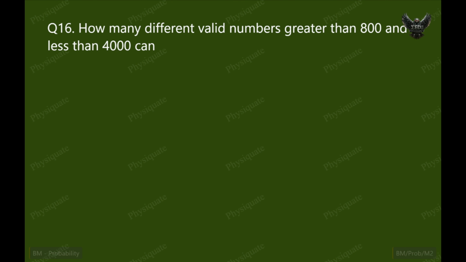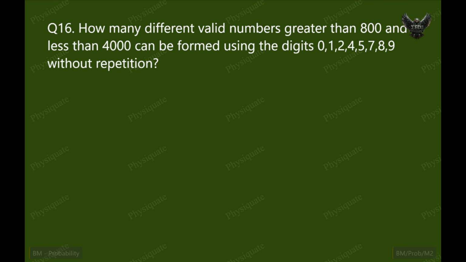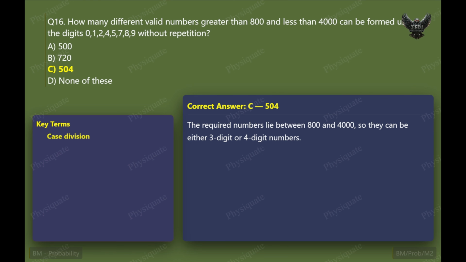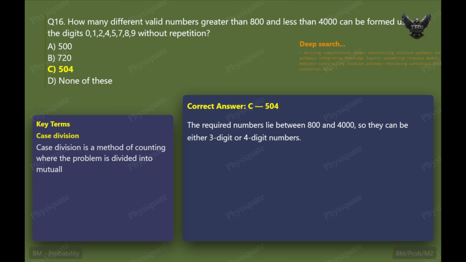Question 16. How many different valid numbers greater than 800 and less than 4000 can be formed using the digits 0, 1, 2, 4, 5, 7, 8, 9 without repetition? Correct answer is option. The required numbers lie between 800 and 4000, so they can be either 3-digit or 4-digit numbers. Now let us consider case division. Case division is a method of counting where the problem is divided into mutually exclusive cases and each case is solved separately.